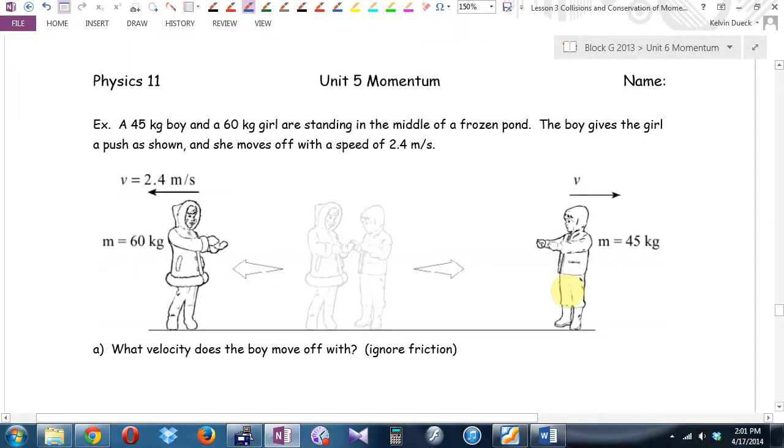A 45-kilogram boy and a 60-kilogram girl are standing in the middle of a frozen pond. Ooh, ice. This will be like a closed system. The boy gives the girl a push, as shown, and she moves off with a speed of 2.4. What's going to happen to the boy when he pushes his sister, who has more mass than him? If he pushes her forwards, what's going to happen to him?